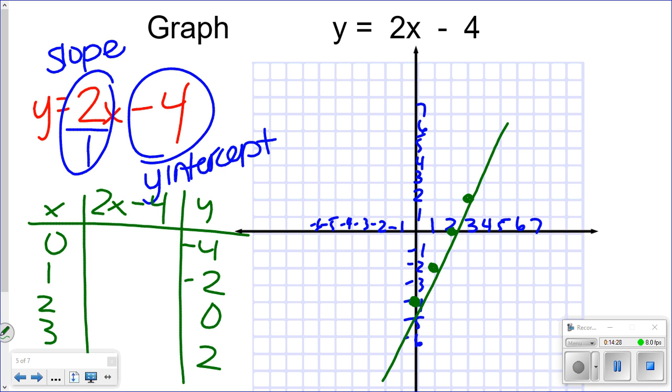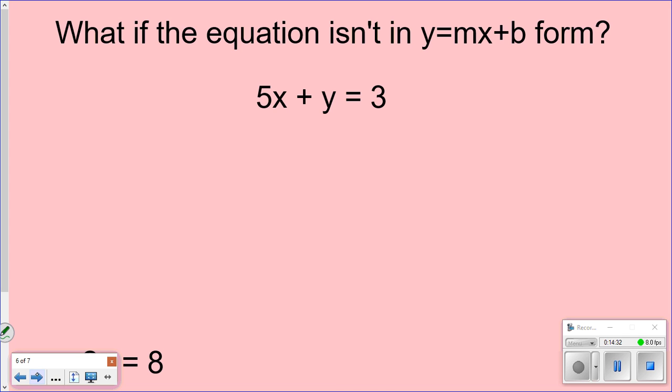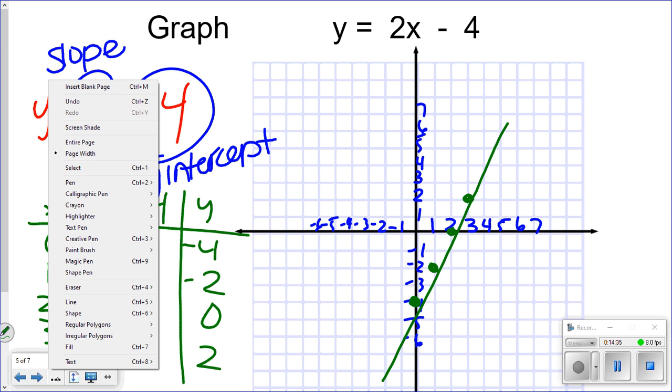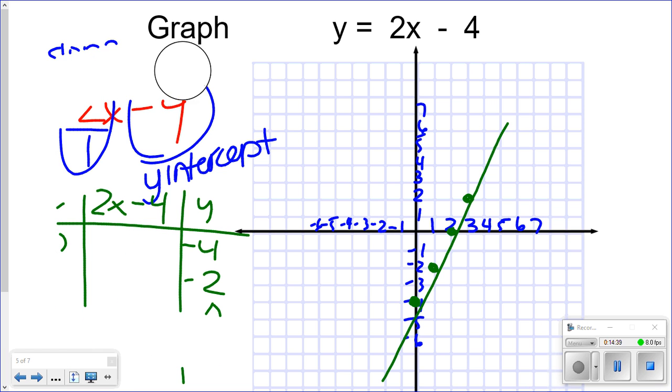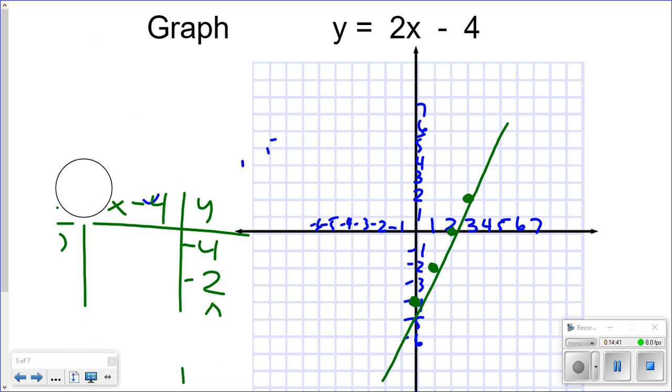Let me know when you're ready. Good to go? Okay. I'm going to do one more, and I'm going to do it on this graph. I'm going to do one that has a negative slope, because sometimes that happens. A negative slope.